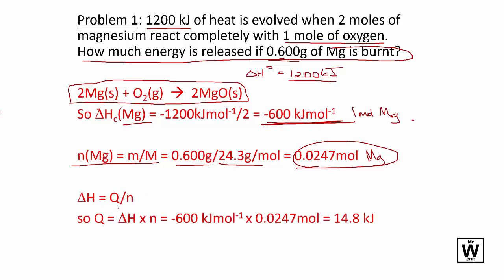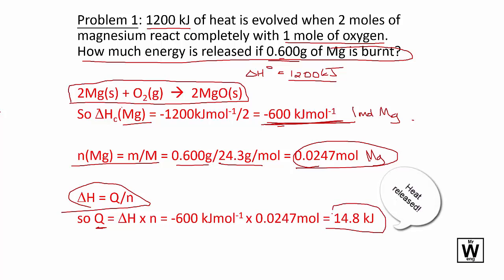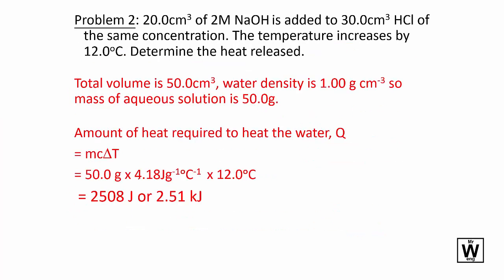So we go back to that previous formula on a previous slide. Delta H is the heat divided by number of moles. So if we're trying to work out the heat, because we know the delta H is minus 600, it's minus 600 by 0.0247 moles. So we get 14.8 kilojoules of heat actually released, if we didn't use molar values. We used 0.6 grams instead of 1 mole. Okay, so definitely a little bit tricky. All right, let's go to problem 2.